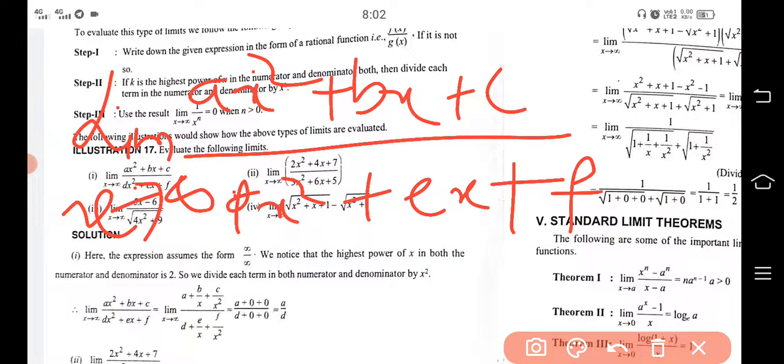Then what we have to do? According to your second step, we have to look for the highest common power of this x term. So which one is the highest? Here x square is given, and here dx square is given. It means 2 is the highest degree. So we have to divide both numerator and denominator by x square. Then what are we going to get?